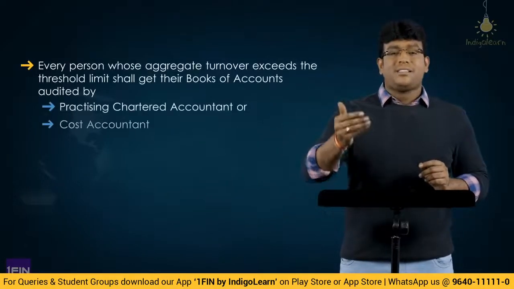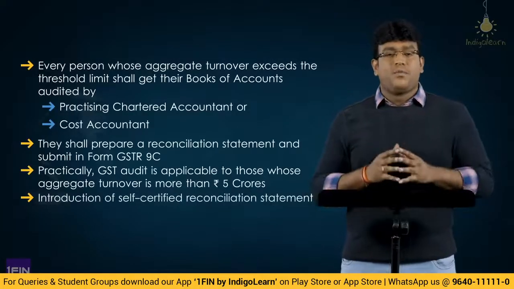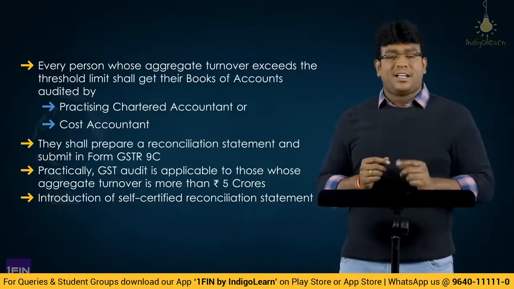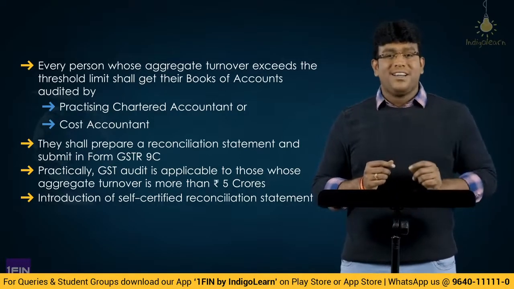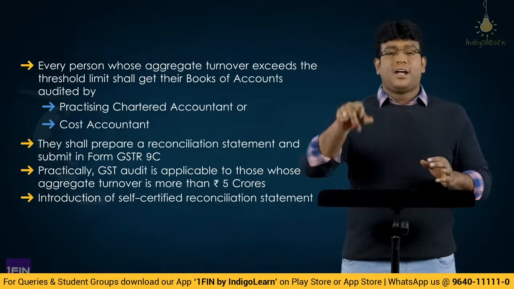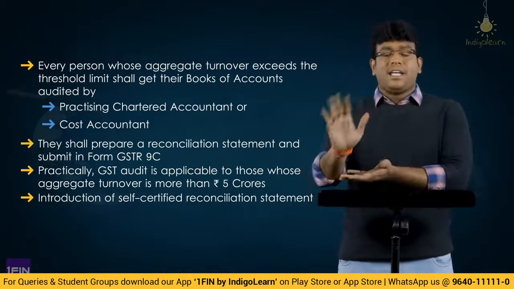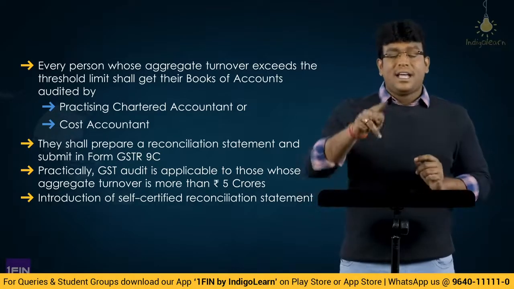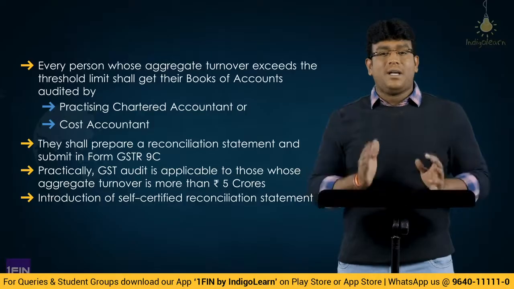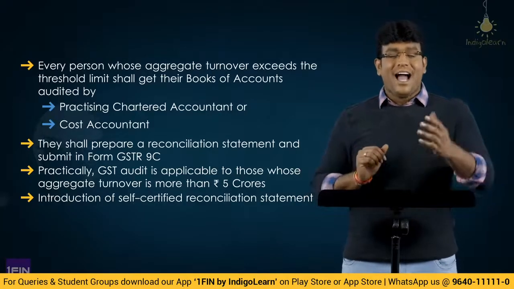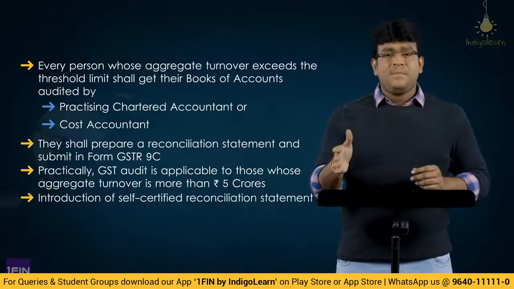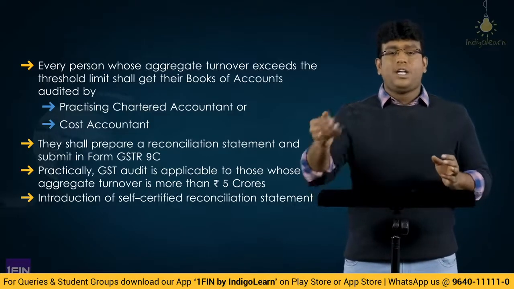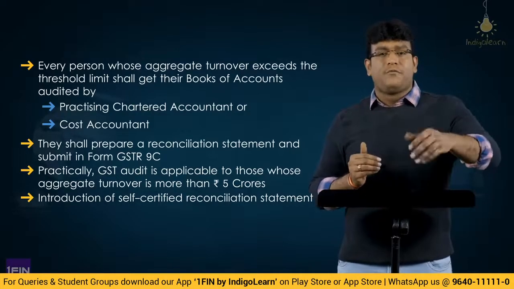And in 35, we also discussed a very interesting point: every registered person whose aggregate turnover exceeds the threshold limit should get his books of accounts audited by a practicing chartered accountant or cost accountant. Correct, friends? And that practicing chartered accountant or cost accountant will prepare a reconciliation statement and submit it in form GSTR 9C, reconciling the differences between audited annual accounts and GSTR 9. And one point I already told you is that practically this GST audit is applicable only to those whose aggregate turnover is more than 5 crores.